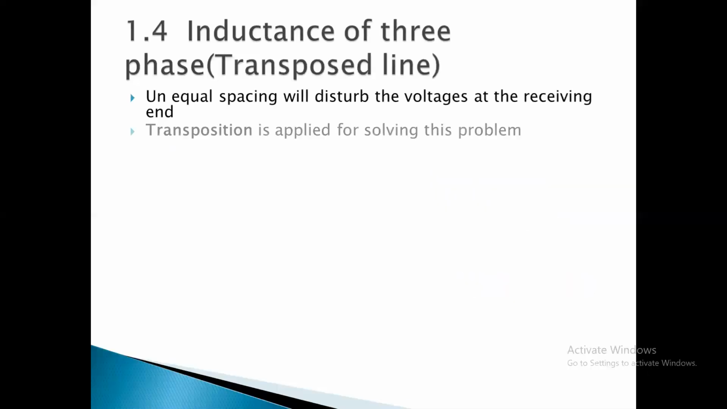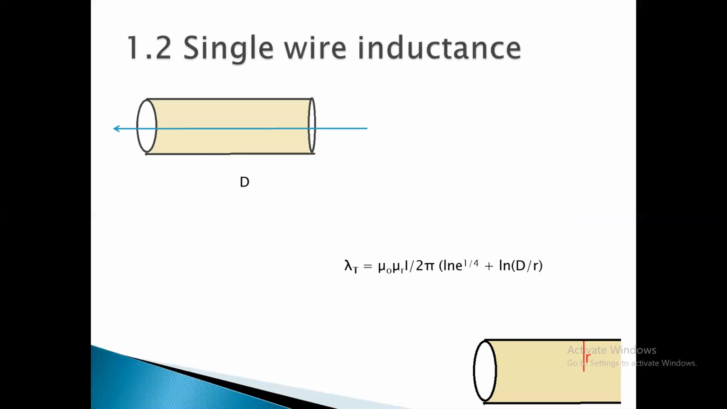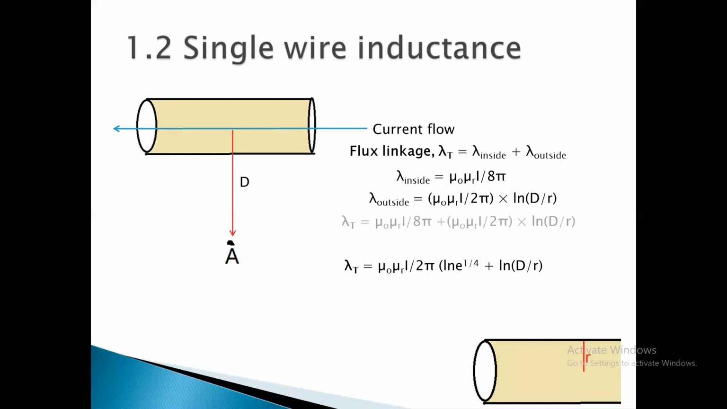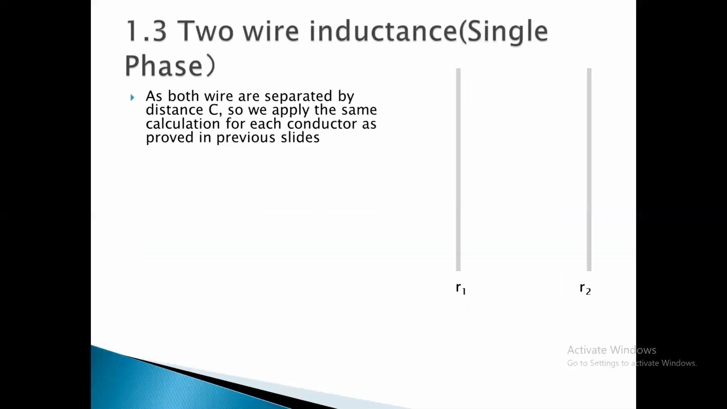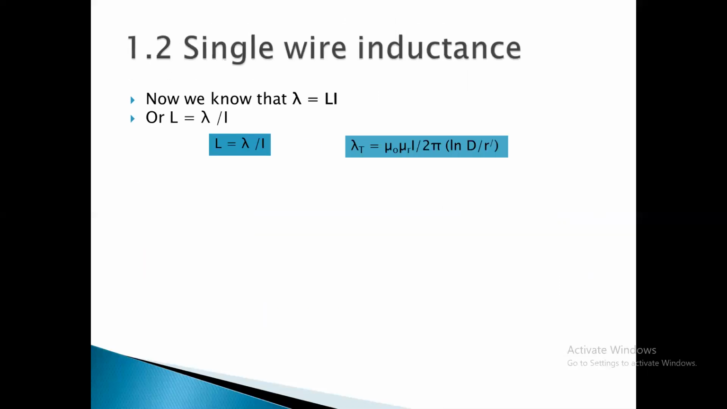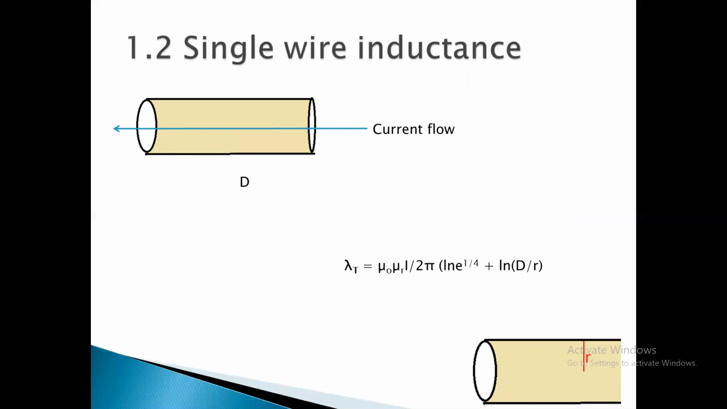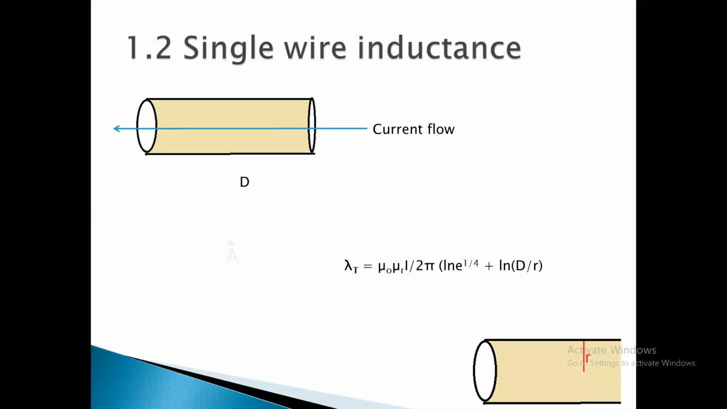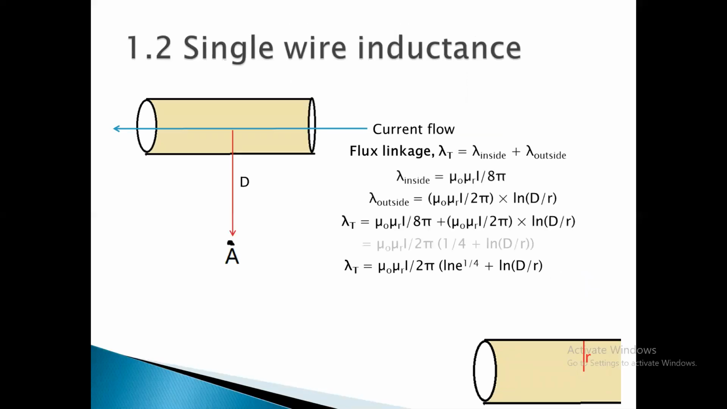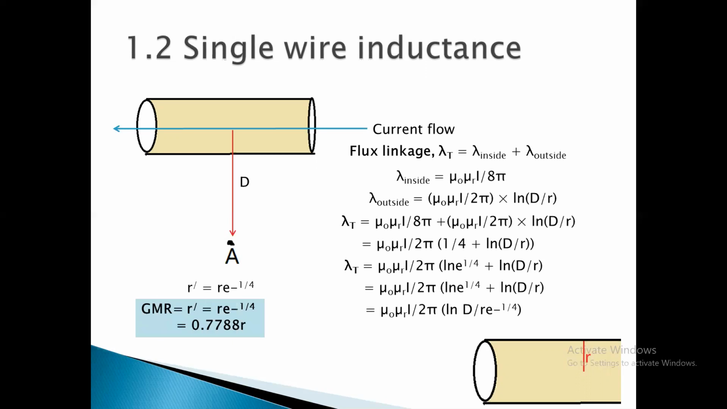Actually, it's actually the game of distances. In the next lecture I will explain more, because the PPT is finished here. The mutual GMD is the GMR. Yes, you can say that it's GMR, because in the first slide you saw here, in case of a single conductor, we call it GMR.